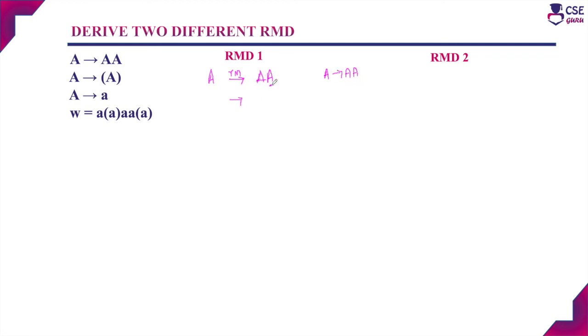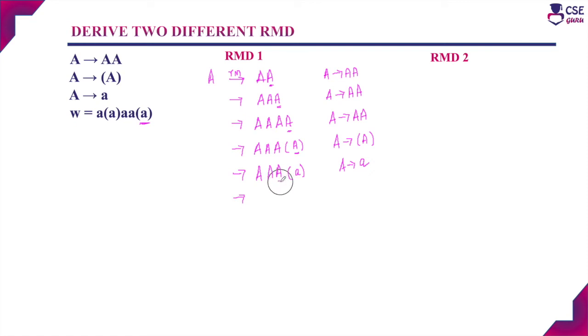Choose the rightmost non-terminal and apply the production rule. A derives AA only. Again, choose the rightmost non-terminal and again apply the production rule. A derives AA. Next, choose the rightmost non-terminal and apply the production rule. A derives open bracket A close bracket. If you are checking the last part of the string, we have to get A. Choose the rightmost non-terminal and apply the production rule. A derives A.